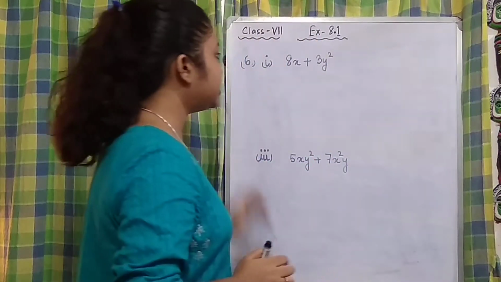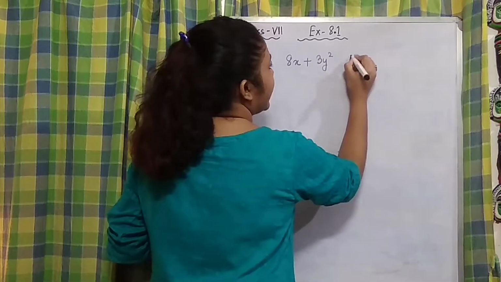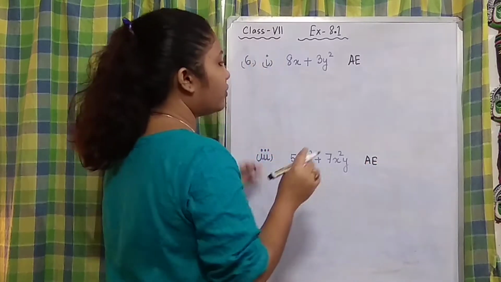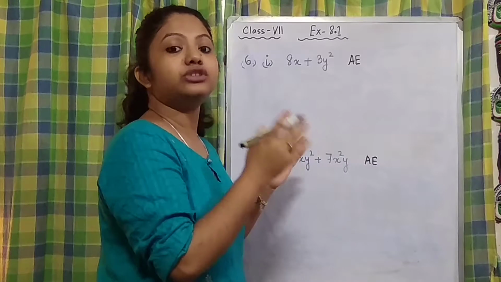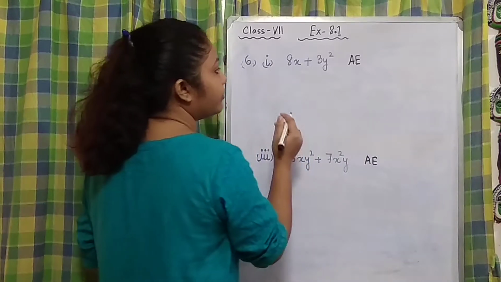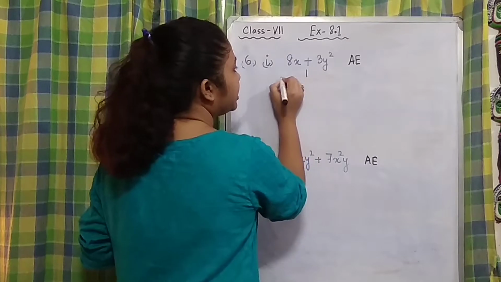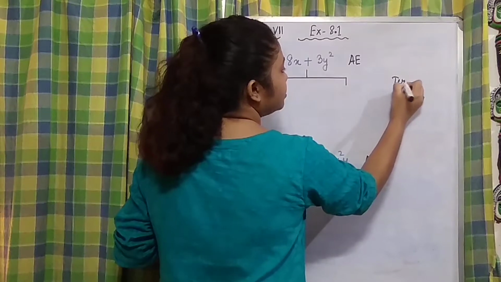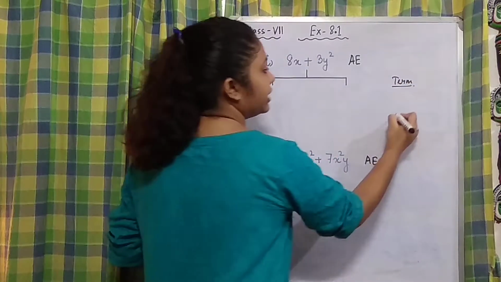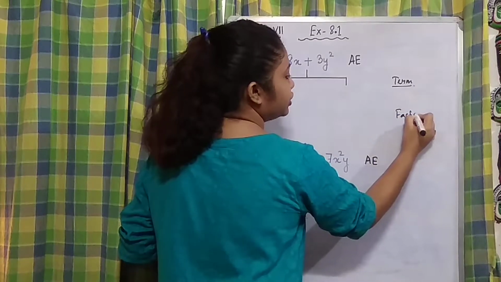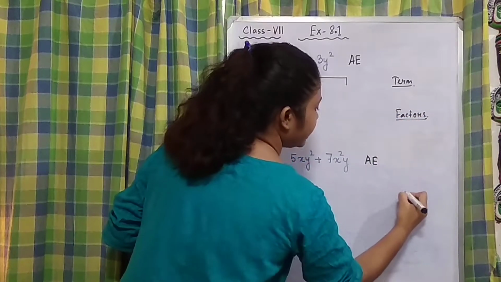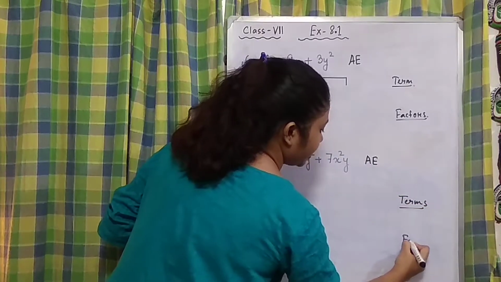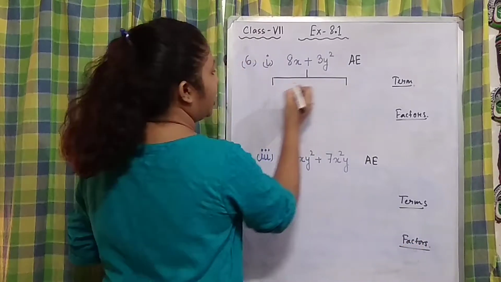Now coming to number 6. Here you can see this is an algebraic expression and this is also an algebraic expression. Now what do we have to do? We have to make a tree diagram from this. Now we have already learned how we are going to make a tree diagram. First we are going to break this into terms. Then we are going to break those terms into factors, right? So a similar thing we are going to do with the second one too.